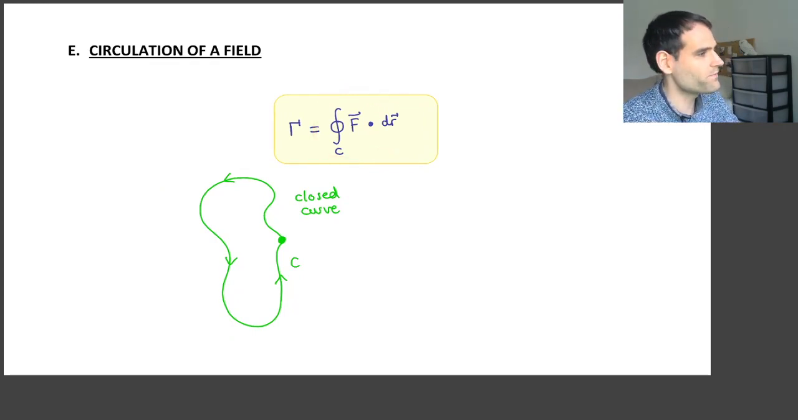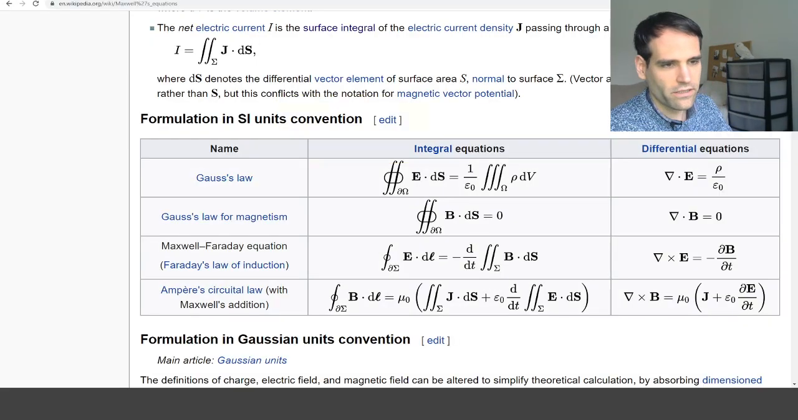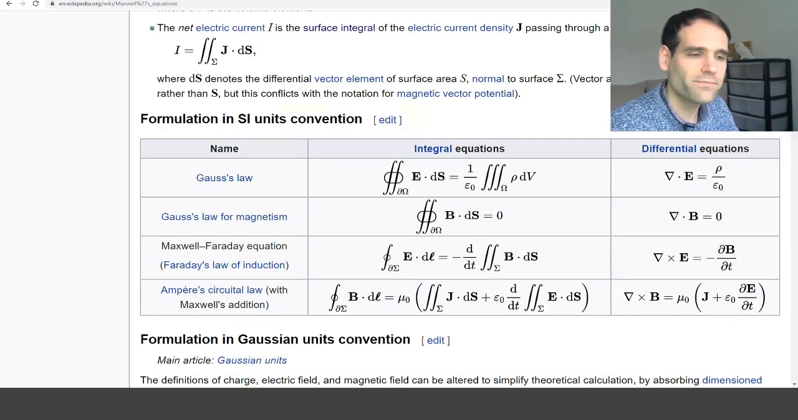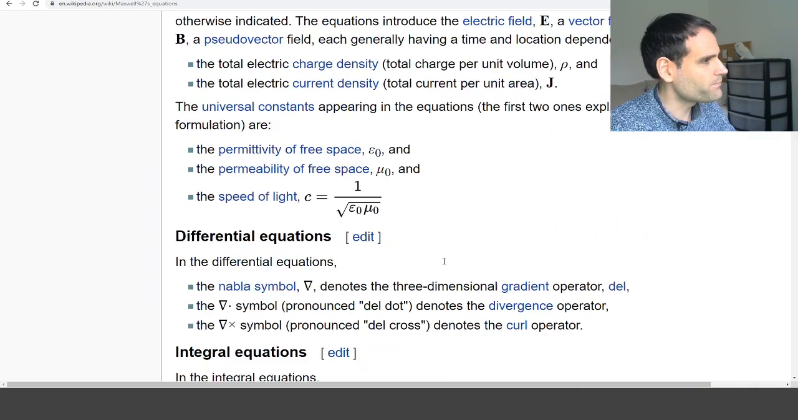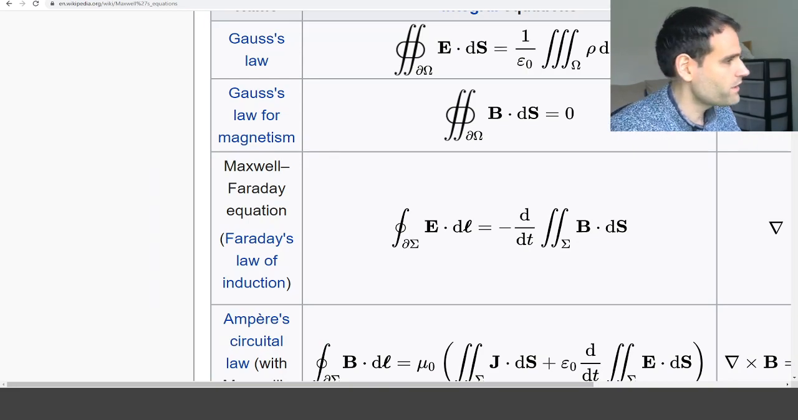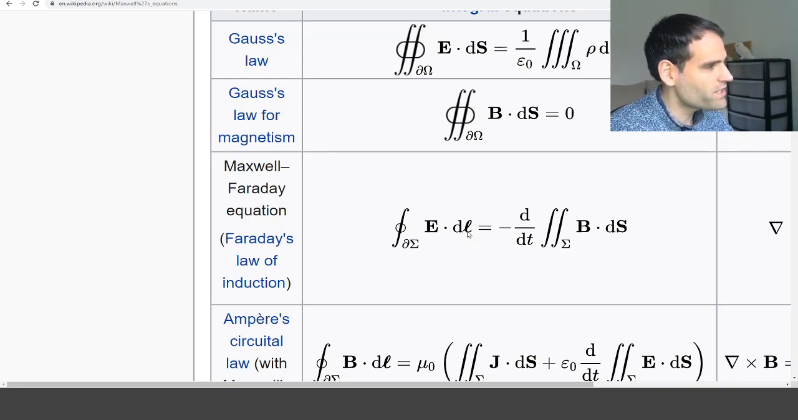It also appears in physics if we look, for example, at Maxwell's equations, in SI units. So you can see Maxwell's equations contain lots of flux. You already know that, the flux of the electric field, the flux of the magnetic field. It has triple integrals of rho dV. This is like the total charge. And then it has this here, which is E dot dl. Notice that Wikipedia uses dl. Let me zoom in. So Wikipedia uses dl instead of dr.